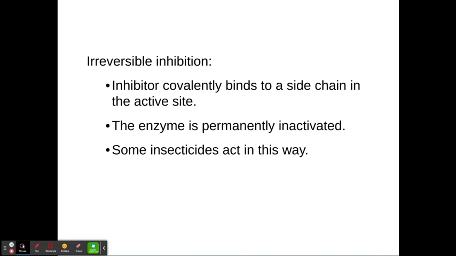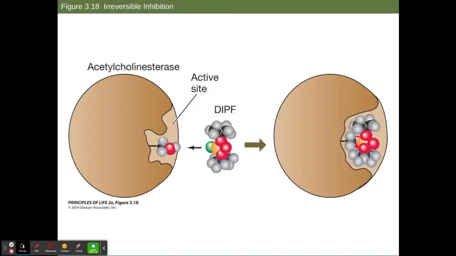So let's start with irreversible inhibition. So this is when an inhibitor will covalently bond to the side chain in an active site. It's permanently inactivated. Insecticides work this way. They will move into an insect and they will cause changes in their digestive pathways or metabolic pathways, similarly to what we saw in that metabolic systems map a minute ago in figure 3-17.